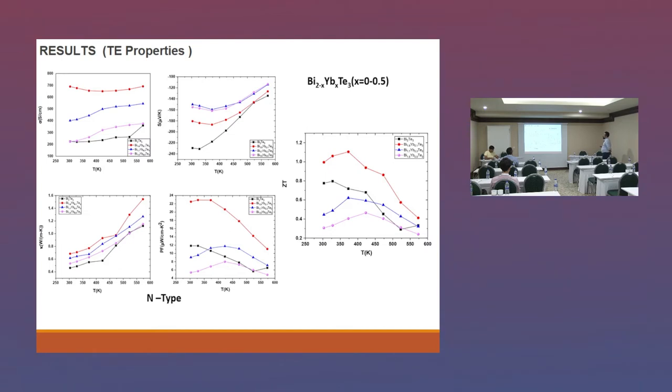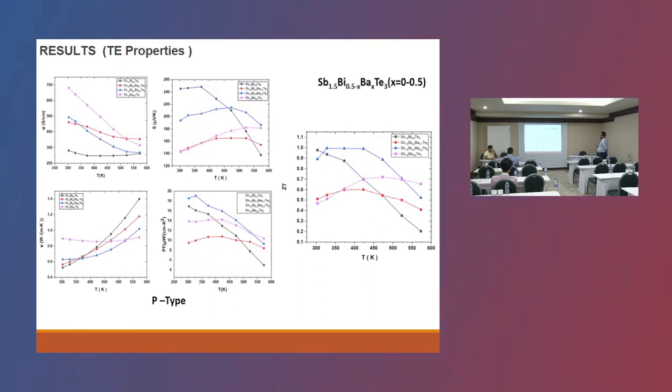So for the ytterbium, again, very similar to the barium doped samples. The electrical conductivity dramatically changed with the inclusion of ytterbium. The Seebeck coefficient decreases again, and the thermal conductivity increases, and the power factor was enhanced by about 22 because of the relatively higher Seebeck coefficient and electrical conductivity when we put in ytterbium 0.1. So the maximum ZT value of 1.1 is reached for the ytterbium doped samples in n-type.